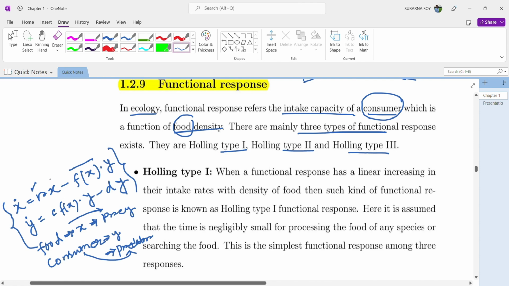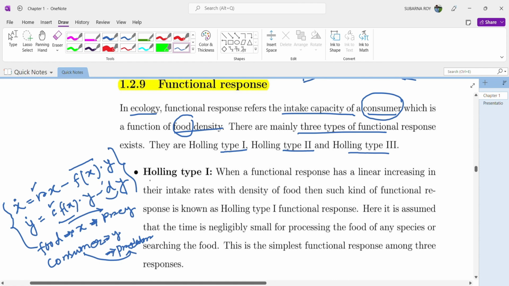R is the birth rate of prey population. So Rx is the total growth rate of prey population, and by consumption the decline will be F(x) into Y, and this contributes to the density of predator population. So it becomes C into F(x) into Y. Here C is the conversion efficiency, or conversion factor, of prey biomass into predator biomass, and minus D into Y, where D is the natural death rate of predator population.